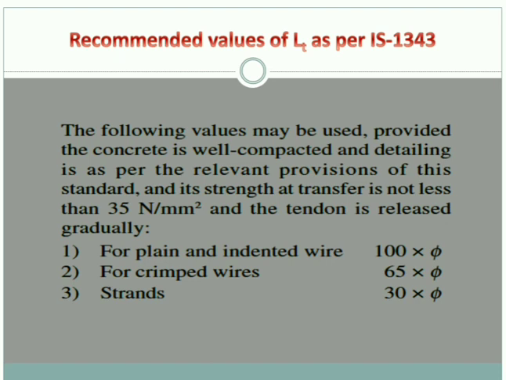Now this can be your PGCET question also. When are the values of LT as per IS 1343 applicable? When FCI value is not less than 30, 35, 40 or 20. So these points, whenever the codal reference comes, this can become a type of CET question for you all. So please note it.